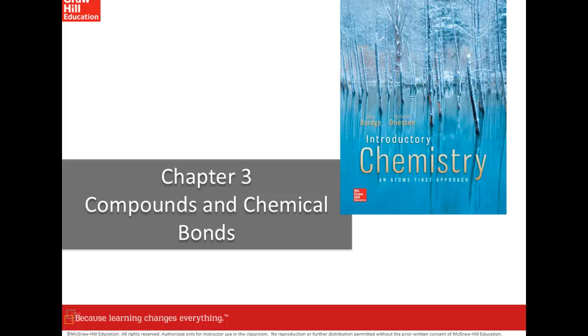All right, so chapter 3, we're going to talk about compounds, different compounds, ionic compounds and covalent compounds to be exact. And we're going to talk about the types of bondings, ionic bonds and covalent bonds.